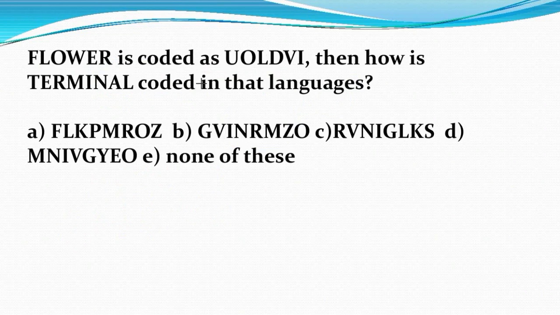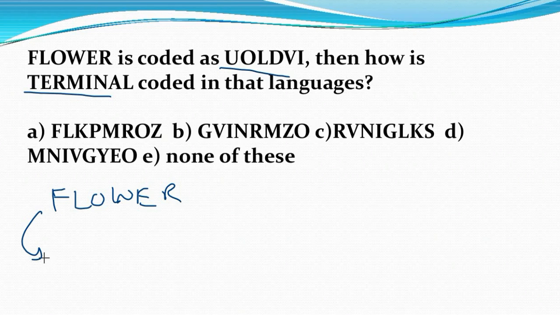Next question is, flower is coded as this, and then how is terminal coded in that language? We have to write down the flower, FLOWER, the coding for flower is UOLDVI. Here is the same question and the same pattern which we discussed in the last question.